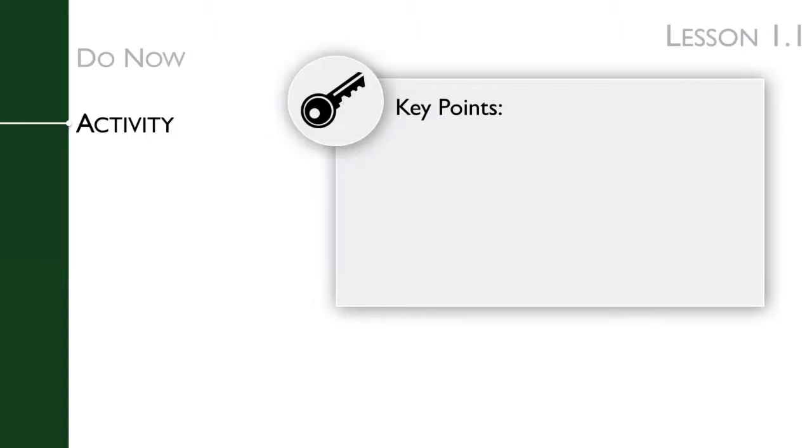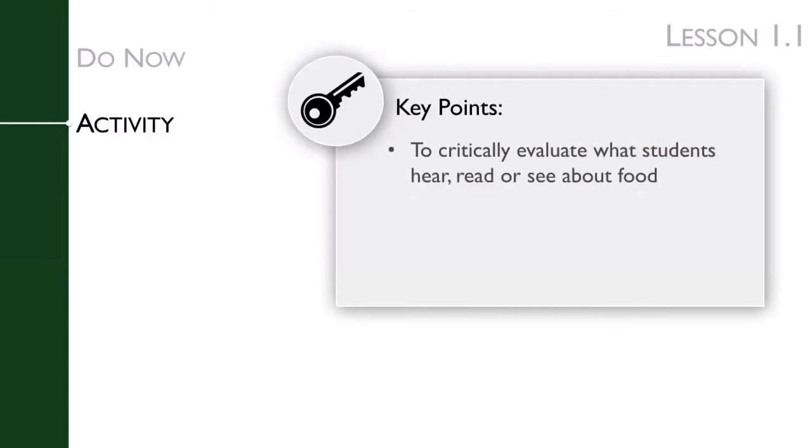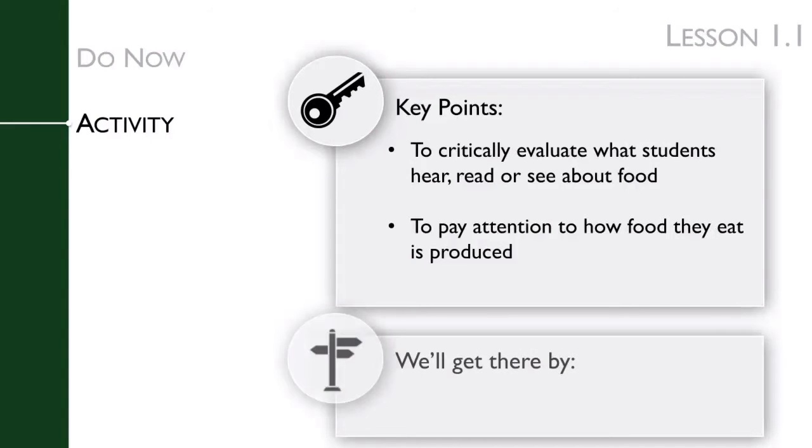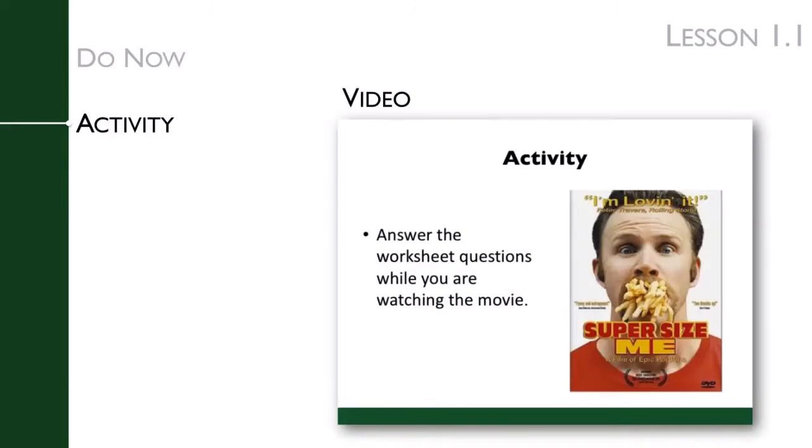The key points of this lesson's activity are to ask students to start to critically evaluate everything they hear, read, or see about food, particularly about what foods are good or bad for them, and to have students pay attention to the foods that they eat and how those foods were produced. We get there by having students watch a video clip. Students will watch a short clip from the movie Super Size Me.